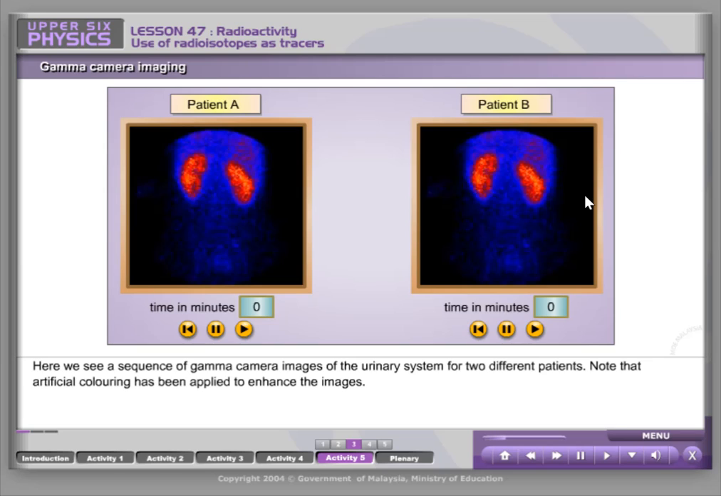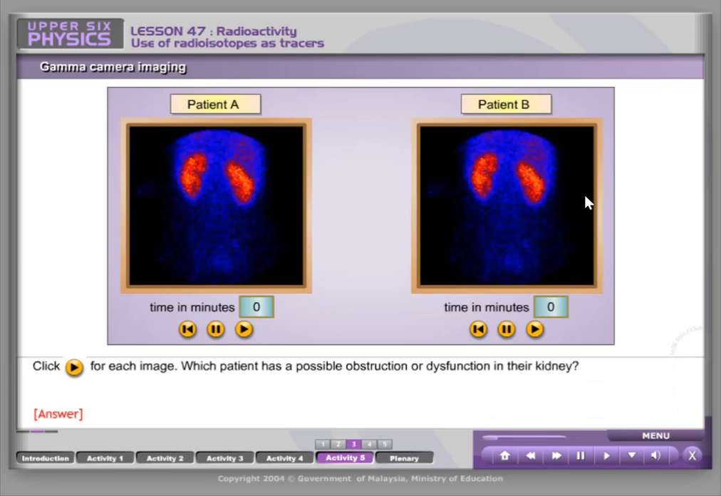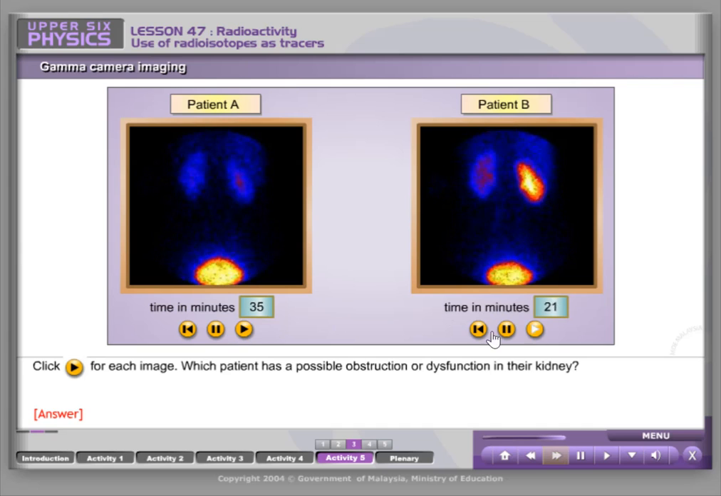Here we see a sequence of gamma camera images of the urinary system for two different patients. Note that artificial coloring has been applied to enhance the images. Click the play button for each image. Which patient has a possible obstruction or dysfunction in their kidney?